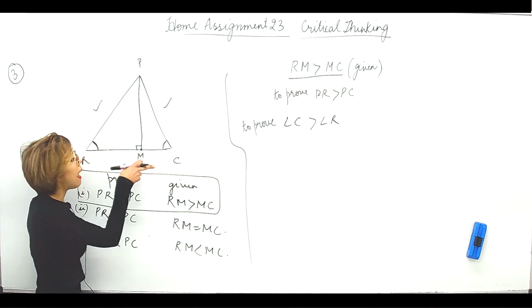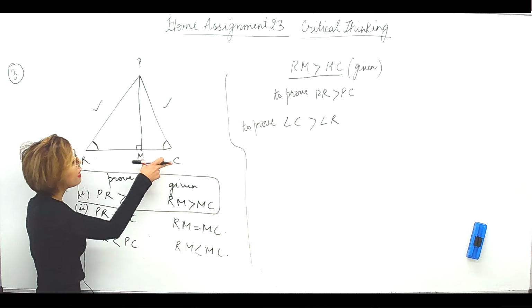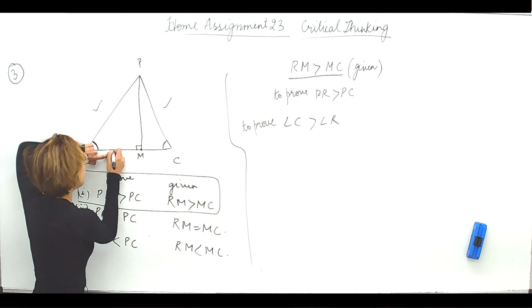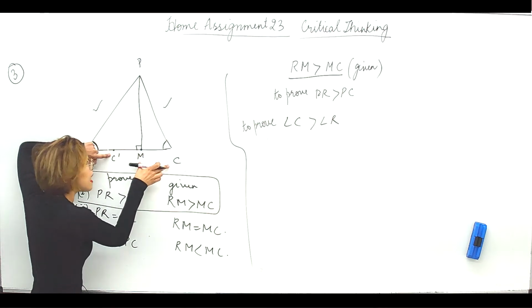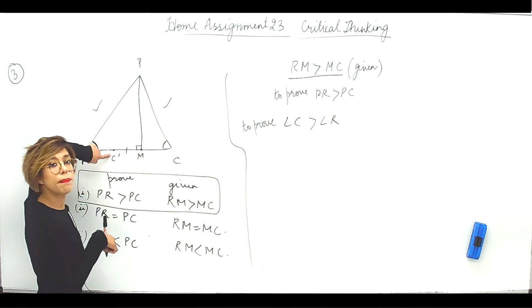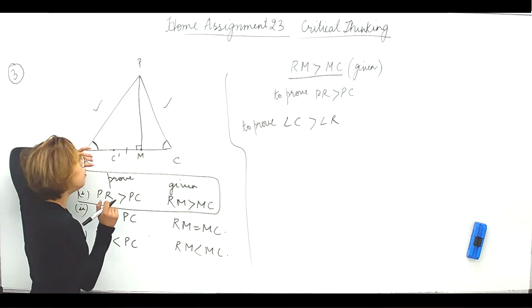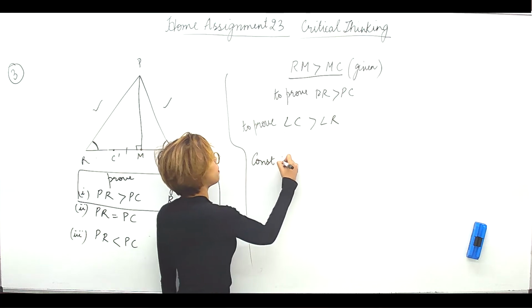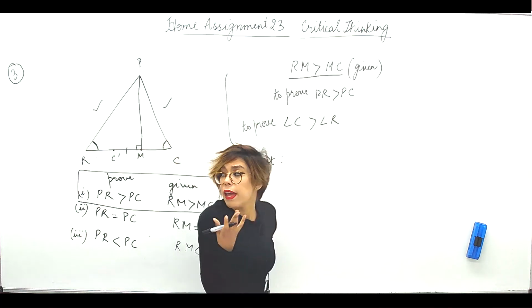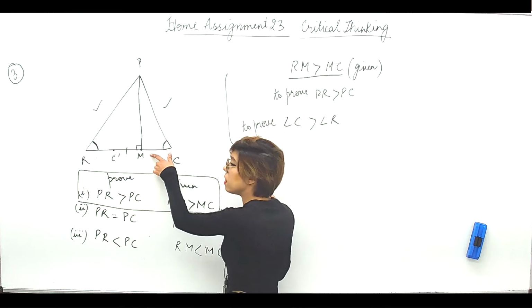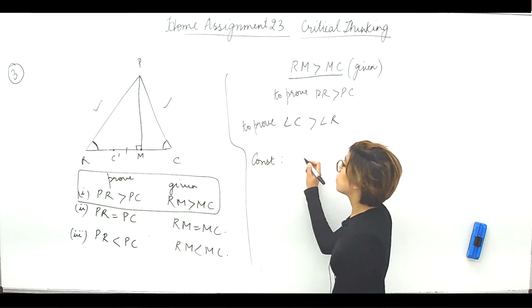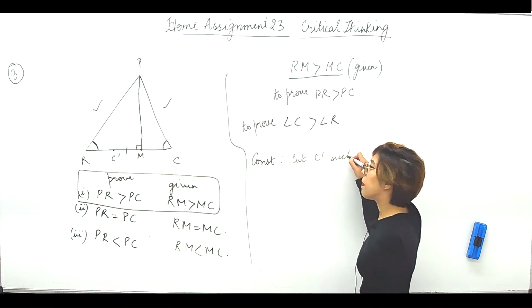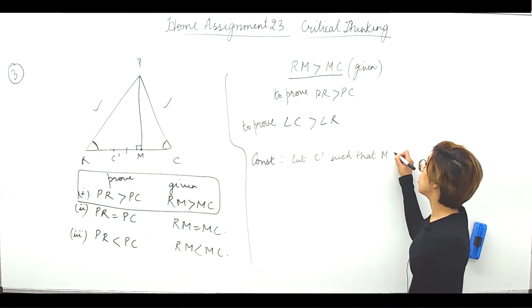What I'll do is I will measure this length. Then I'll cut off this length from M on this side. So basically, I'll mark point C dash such that MC is equal to MC dash. Right? Okay. You'll be wondering, ma'am, why did you do that? I'll give you 5 seconds. Just understand it. Try to come up with the reason. Why would I cut off MC length over on this side? So construction, cut C dash such that MC dash is equal to MC.